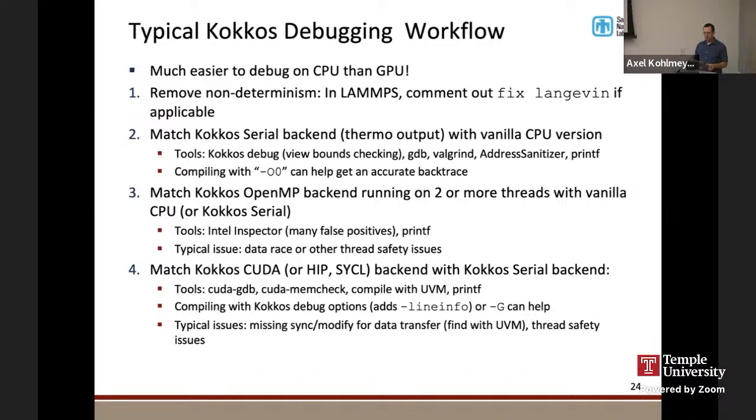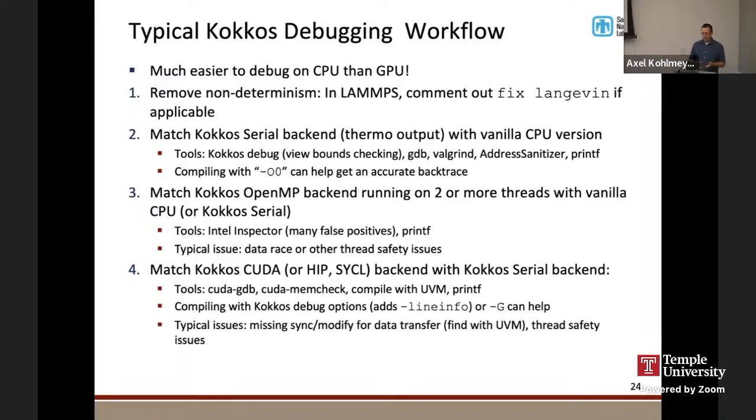Once you have the serial version working, so this is just one thread, then you can start running with multiple threads using the OpenMP or the threads backend like I showed here. So you can run on 2 or more threads, and then again, compare either with the vanilla CPU or the Kokkos serial version that you now have working. There are some tools like Intel Inspector, which can point to thread safety issues. However, there are some false positives in Kokkos. And again, if all else fails, use printf.